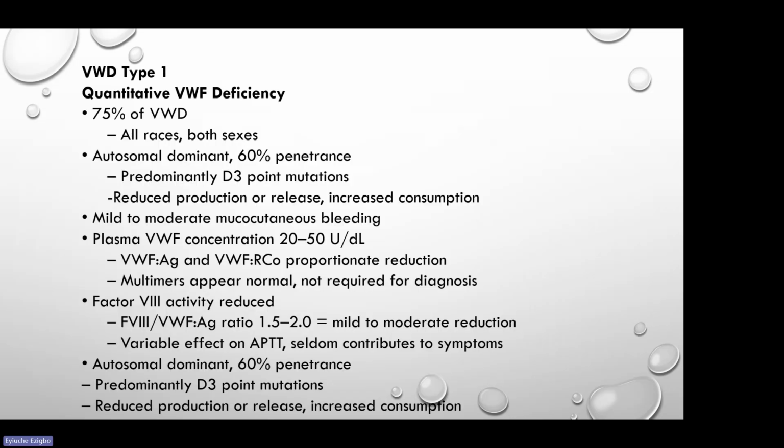Type 1, we've already established that it's a quantitative von Willebrand factor deficiency. Type 1 von Willebrand disease occurs as a result of partial quantitative deficiency of von Willebrand factor. It occurs in 75% of persons with von Willebrand disease. It affects any race, any sex.